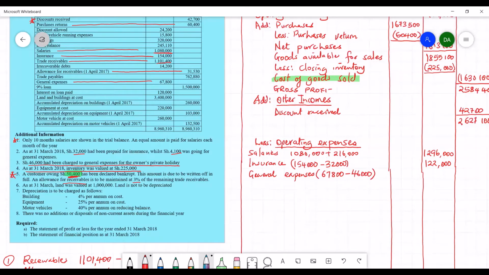So we have 67,800 minus 46,000, and also minus 4,100, which is prepayment. So prepayment 4,100, and with drawing of 46,000. So we have 67,800 minus 46,000 and minus 4,100. The total of that is equal to 17,700, which is now the amount for general expenses.